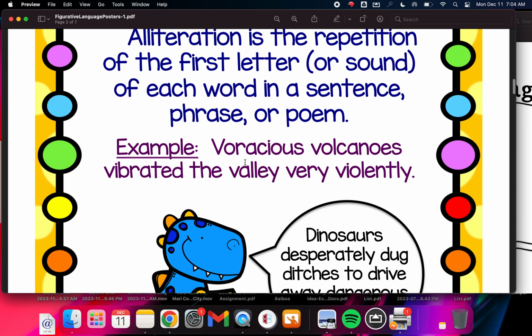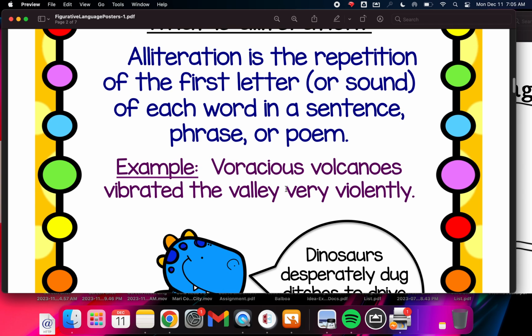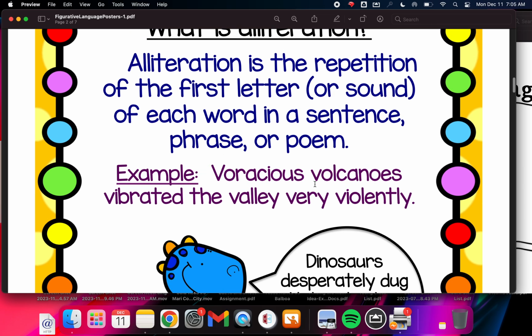The example they gave is, voracious volcanoes vibrated the valley very violently. You hear the alliteration is that V sound being repeated. I also want you to notice it's not every word. The word the is in here, but this still counts as alliteration because most of the words, or several of the words, in a sentence or phrase or poem have that same sound.